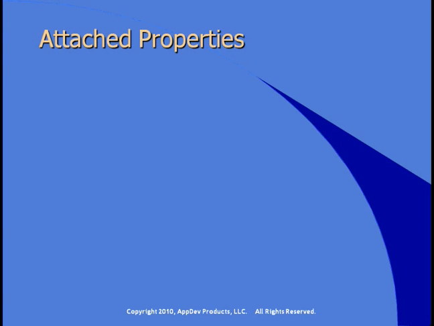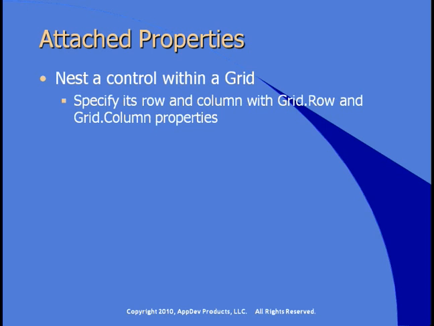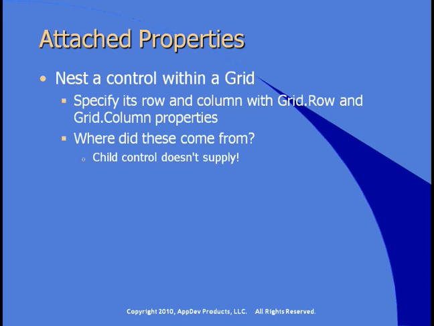There's a third way to use properties in XAML, and that is an attached property. If you nest a control within a grid, you specify its row and column using the grid.row and grid.column properties. Where do these properties come from? If you place a text box within a grid cell, the text box has a grid.row and grid.column property, but the text box didn't supply those properties. Why would a text box have grid.row and grid.column properties? They don't. The grid control adds those to all of its child controls.